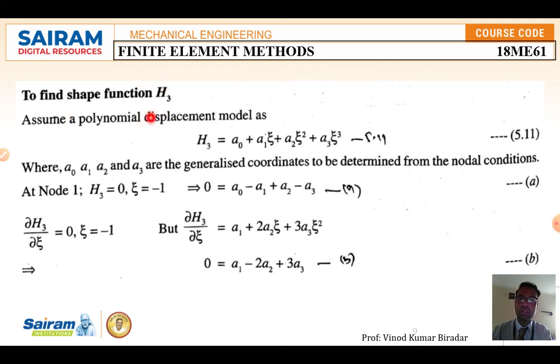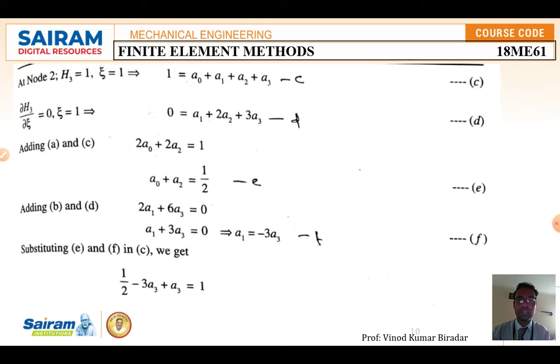Like that you have to solve; similarly you have to find the shape function h3. So h3 belongs to node number 2. Again assume this polynomial displacement function, and apply the boundary condition: h3 is equal to 0 at zeta equal to -1. So you are going to get the A equation. Again differentiate with respect to zeta and apply the boundary condition, 0 at zeta equal to -1, and you are going to get the B equation.